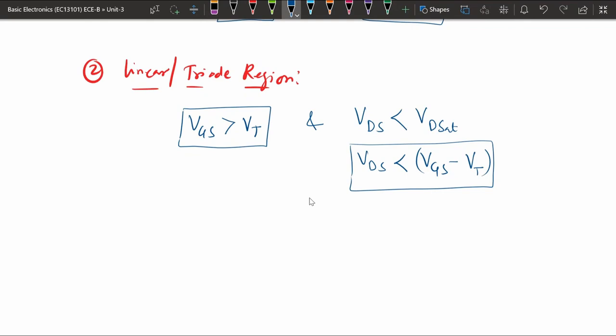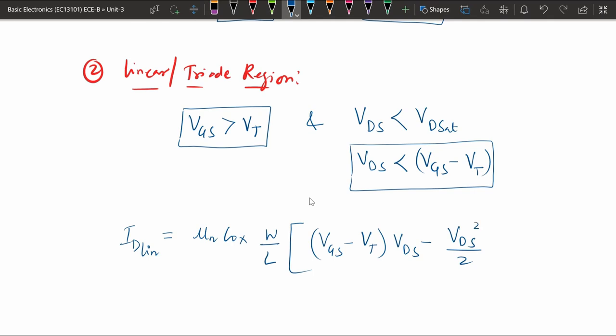If it is operating in the linear region, there will be a current flowing, and that current will be given by the equation for ID. In that case, ID is called ID linear, because it is the current in the linear region. That linear region current is given by mu n Cox W by L into VGS minus VT into VDS minus VDS squared by 2. This is the current equation in the case of the linear region.